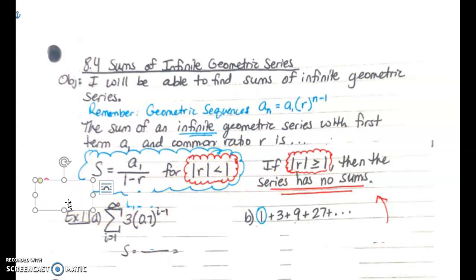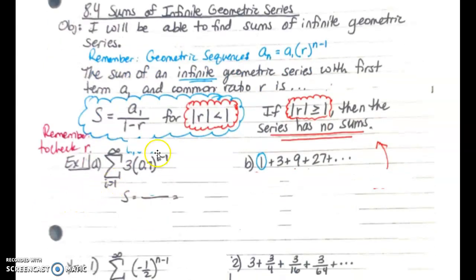So the first thing we want to do when we're trying to find the sum of an infinite geometric series is to pay attention to the r and remember to check the r. We have a series here: the summation of i equals 1 to infinity.